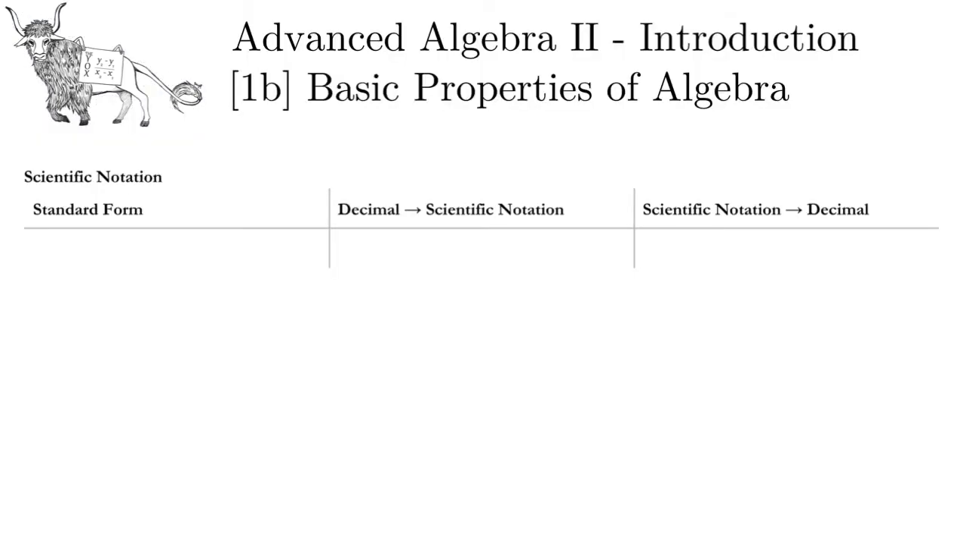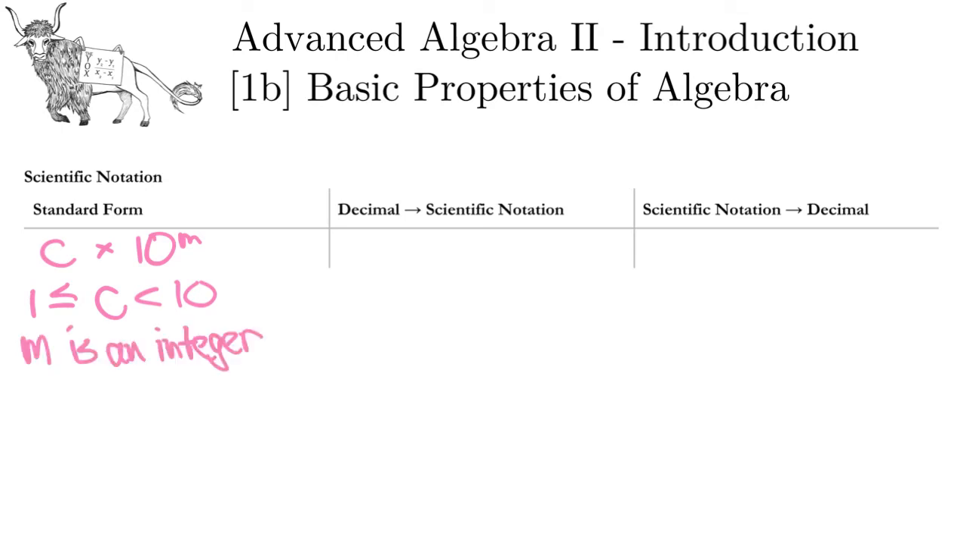Scientific notation is the last thing we'll cover here, and we'll do that in these 3 ways. First, the standard form, and then how to convert in each direction. So the standard form is c times 10 to the m. And that c value is a number in between 1 and 10, exclusive of 10. So c can be 1, but c cannot be 10. And m is simply an integer.